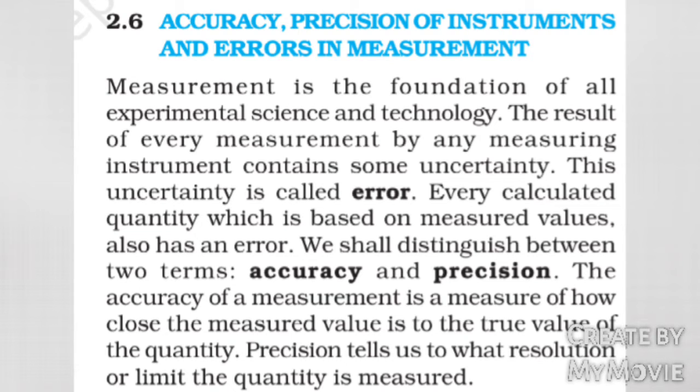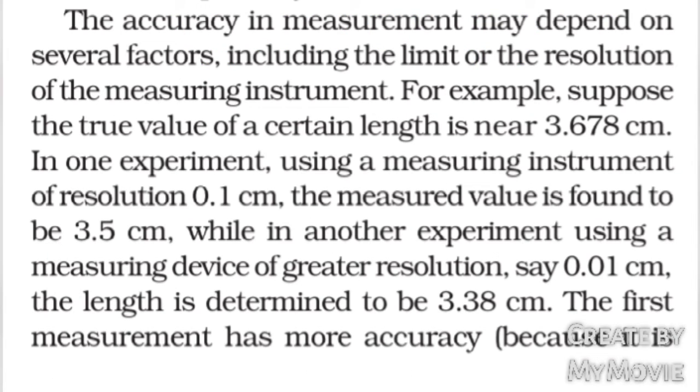We shall distinguish between two terms, accuracy and precision. The accuracy of a measurement is a measure of how close the measured value is to the true value of the quantity. Precision tells us to what resolution or limit the quantity is measured. The accuracy in measurement may depend on several factors, including the limit or the resolution of the measuring instrument.